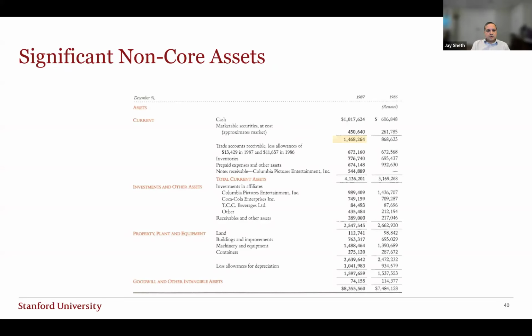They had something else. They had a note receivable from Columbia Pictures, basically money that they were going to get back from Columbia Pictures, $544 million. So if you add those two things up, they had over $2 billion of cash and investments. And then, what we talked about before, they had these investments in affiliates, so Columbia Pictures, Coca-Cola Enterprises, TCC, and the other bottlers. And that adds up to about $2 billion and change.